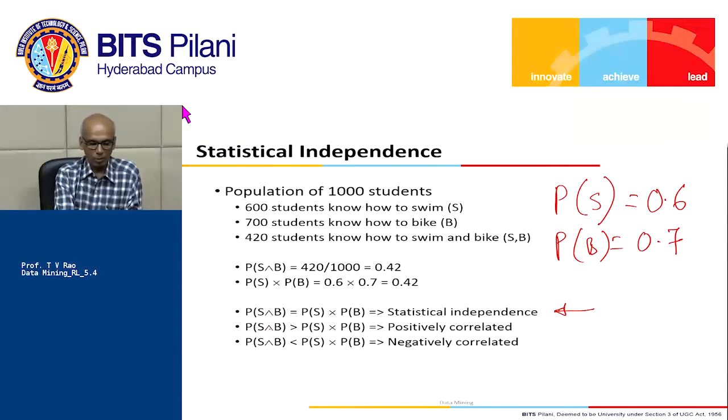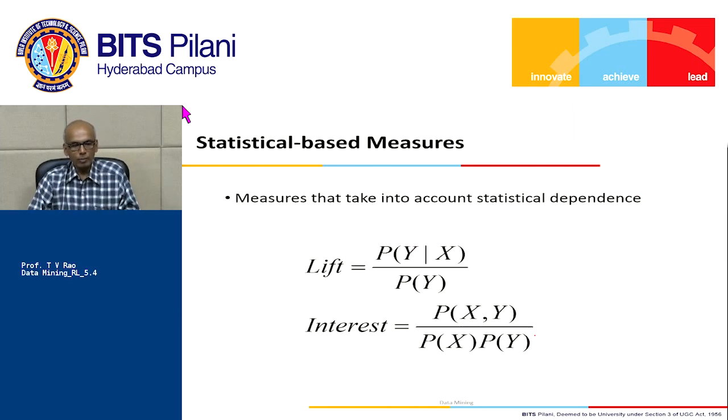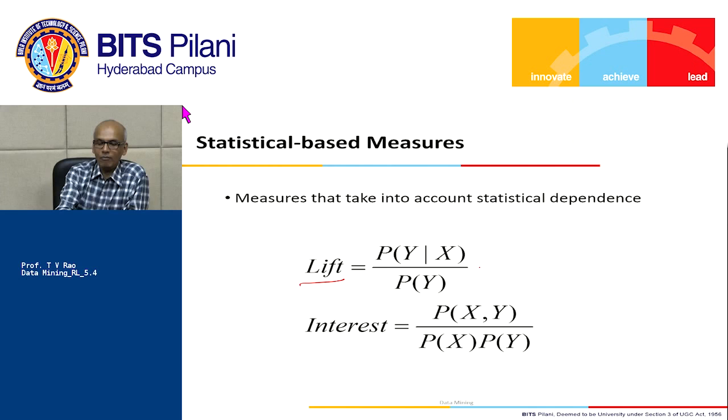But if we get this probability to be higher than this product, we can say there is a positive correlation. And if it is less, we can say there is a negative correlation. So now this may help us solve the problem. We can define a new measure which is lift. So here we say that the probability of y given x, which is a conditional probability, divided by the probability of y, can be used to check whether there is a good lift with respect to one of the rules. So the interestingness we can measure by the probability of x and y occurring together divided by the probability of x and the probability of y. If it is greater than 1, we know that there is a statistical correlation.